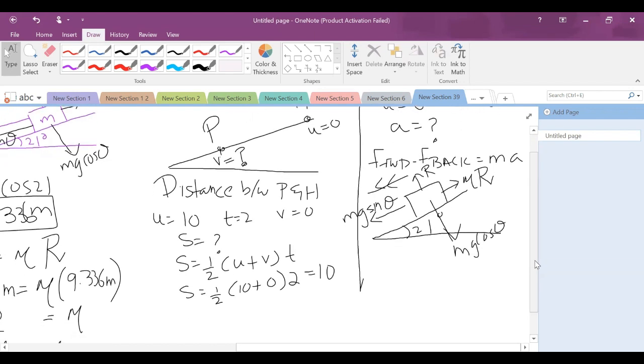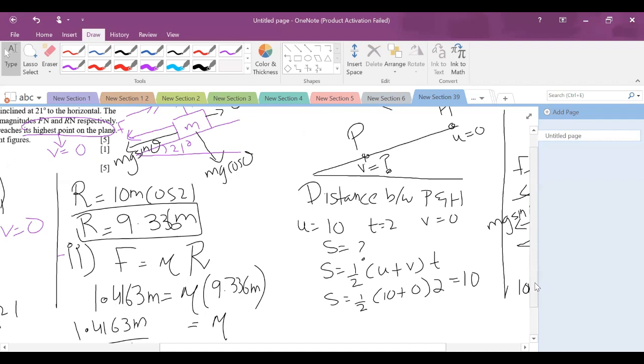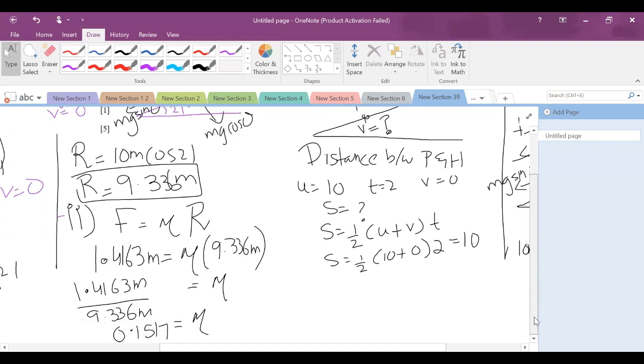Okay. So the formula is going to be mg sine theta, mg sine 21 or 10 m sine 21 minus backward force is mu r equals to ma. अच्छा जी. Now we already know what mu is. Mu आया था हमारा 0.1517.